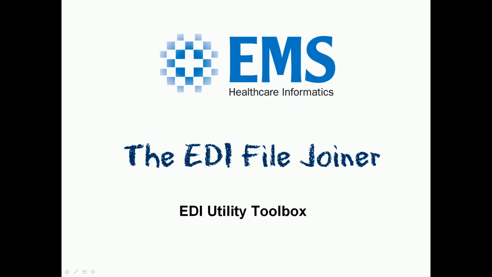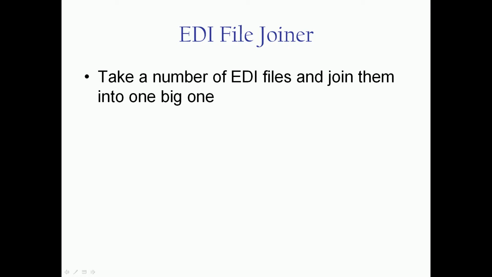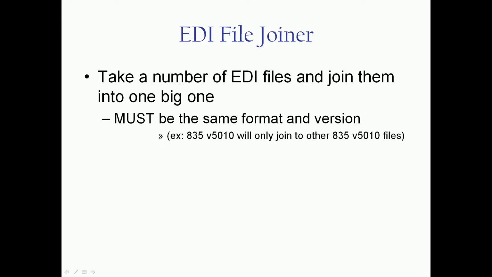In this video, we're going to show the EDI File Joiner, part of our EDI Utility Toolbox. The EDI File Joiner is a universal joiner of the HIPAA EDI files. It takes a number of EDI files and will join them into one big one. A couple caveats, they must be the same format and version. So for example, if you want to take an 835 in version 5010, you need to join it with other files of 835 format version 5010.